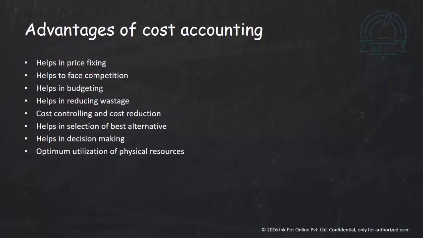This we have already discussed in our first presentation. Helps in the selection of the best alternative. We can compare the cost of different alternatives and choose the best alternative from it. Helps in decision making, already discussed. Optimum utilization of resources. When we are using cost controlling techniques, it will control the wastages and it will result in optimum utilization of physical resources.